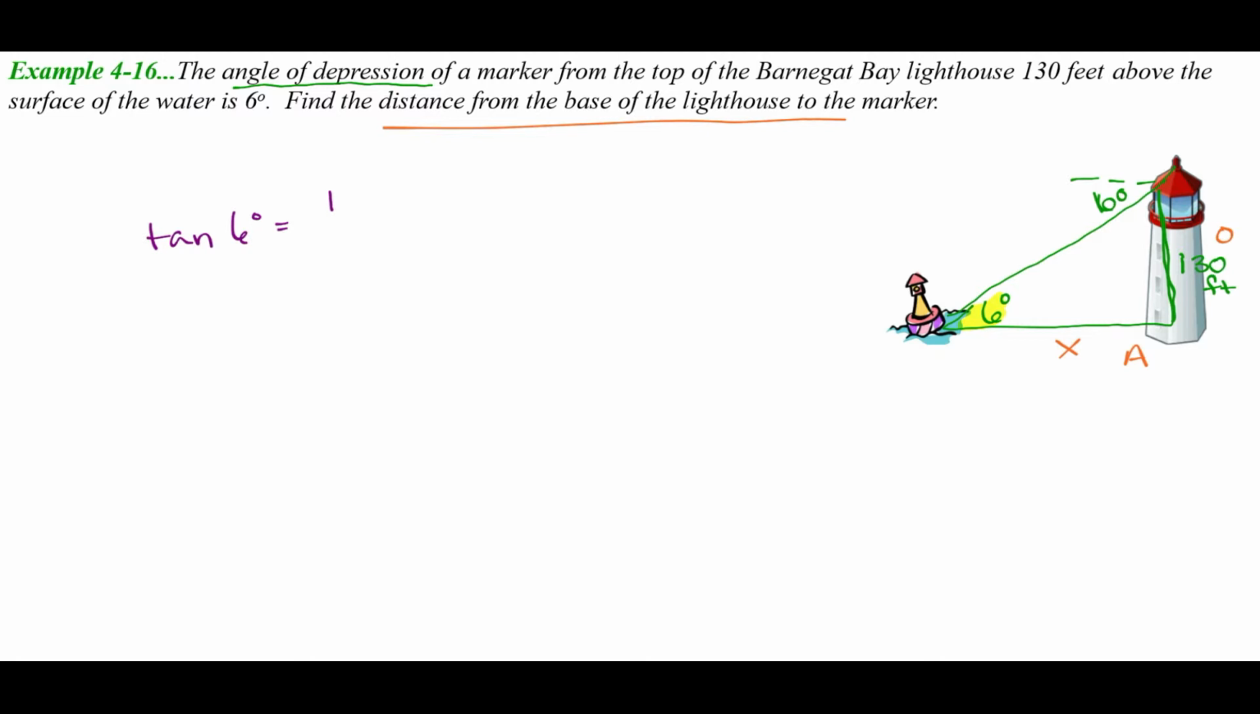equals the opposite side, which is the 130, over the adjacent side, which is x, which is what we're trying to find. So again, we're going to multiply both sides by x here, and then divide by the tangent of 6. So we're going to get x is 130, and we'll end up with 1,236.9 feet.